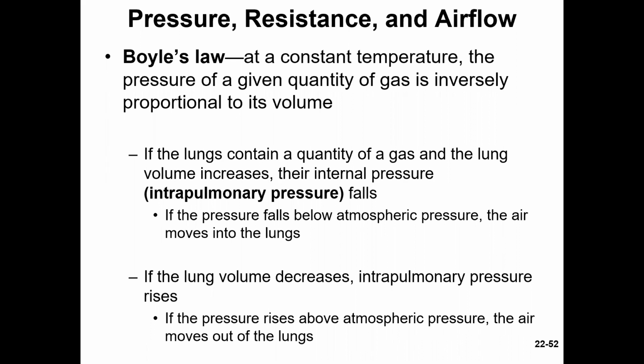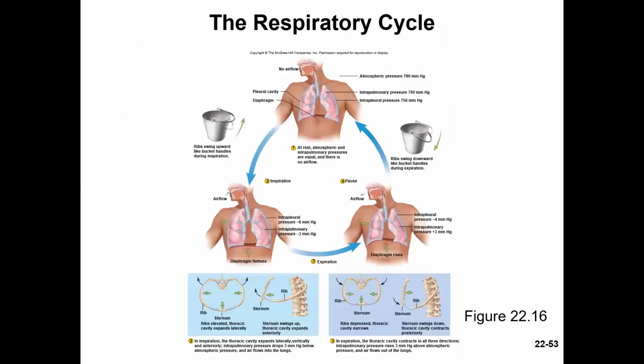Boyle's law: at a constant temperature, the pressure of a given quantity of gas is inversely proportional to its volume. If the lungs contain a quantity of a gas and the lung volume increases, their internal pressure, or the intrapulmonary pressure, falls. If the pressure falls below atmospheric pressure, the air moves into the lungs. If the lung volume decreases, intrapulmonary pressure rises. If the pressure rises above atmospheric pressure, the air moves out of the lungs.